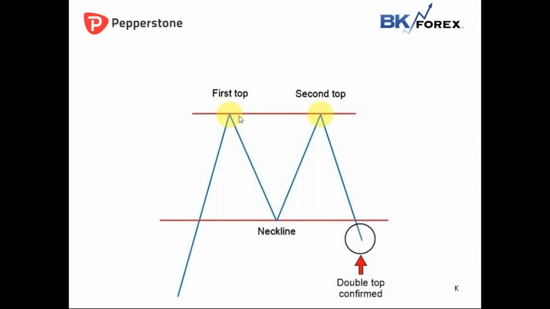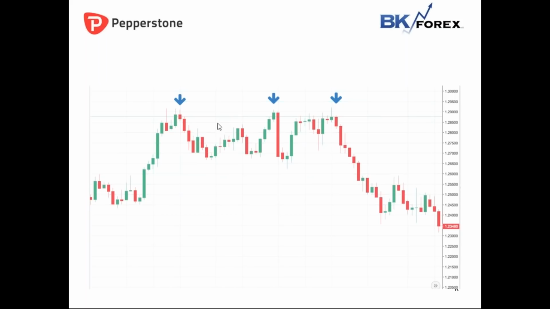So you're looking for the second top that usually does not exceed the first top. If it does, it's probably not as reliable of a setup. But if it peters out right underneath the first top and starts to fall and it breaks the neckline, that's when the double top is confirmed. And when you get a triple top, that's even better.